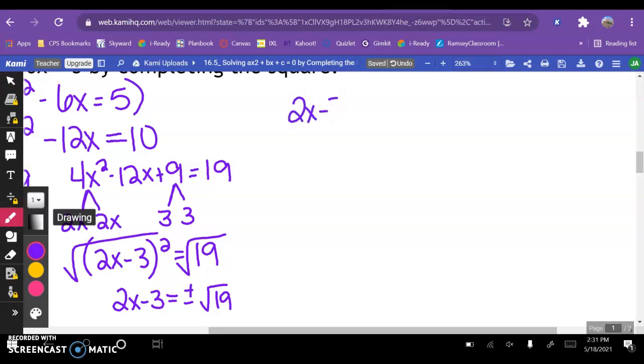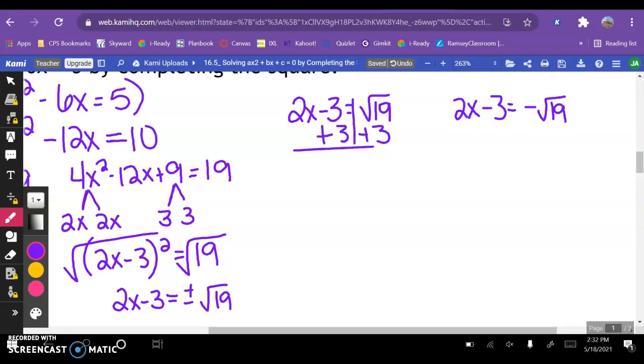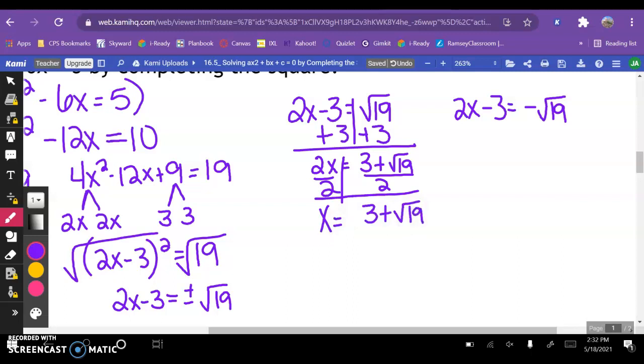So 2x minus 3 equals the positive square root of 19, and 2x minus 3 equals the negative square root of 19. I am going to add 3 to both sides. We're going to have 2x equals 3 plus the square root of 19. And then I'm going to divide everything by 2. So x equals 3 plus square root 19 over 2.